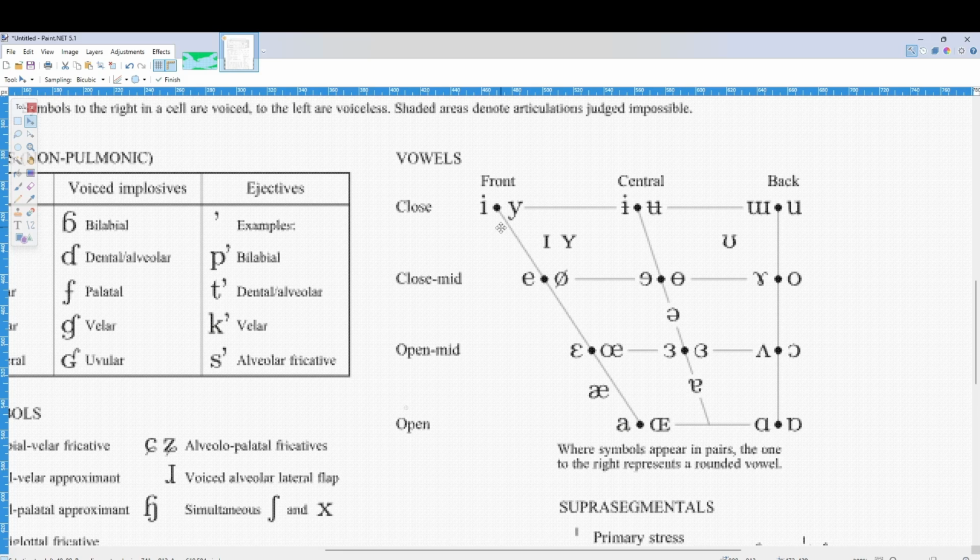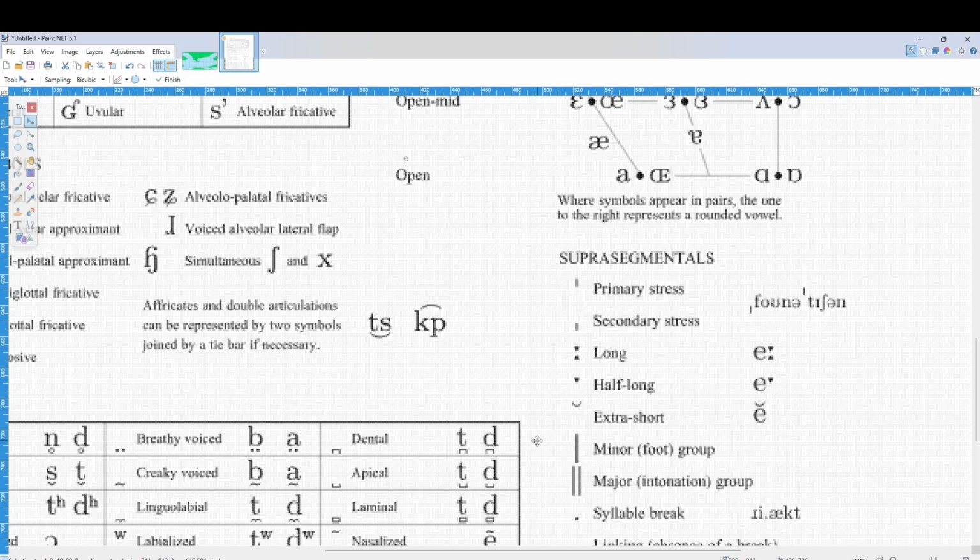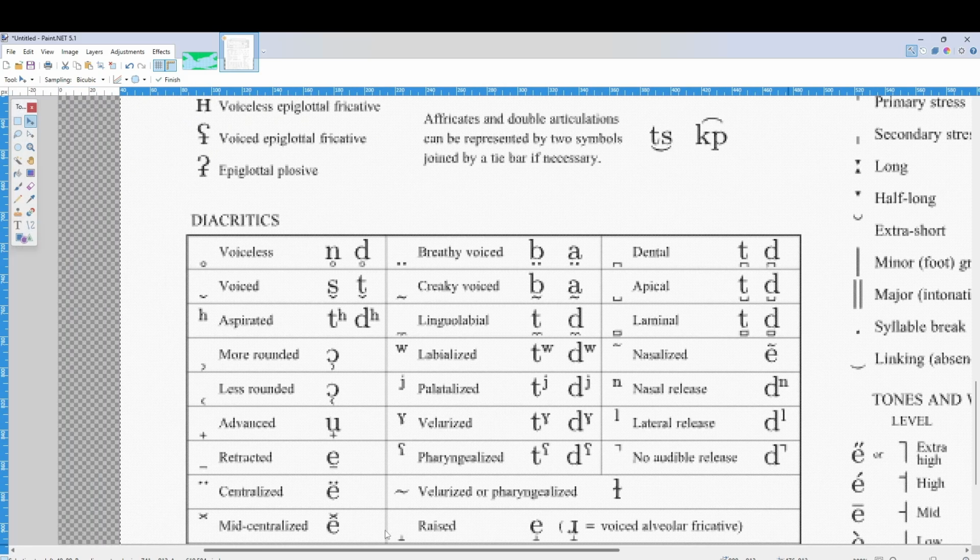That just tells you where your tongue is. Front, central, back. So going through all these, we have i, y, u, and so on. I can't really pronounce these well. Then we have some more, but I don't want to get too much into these because these are really complicated.